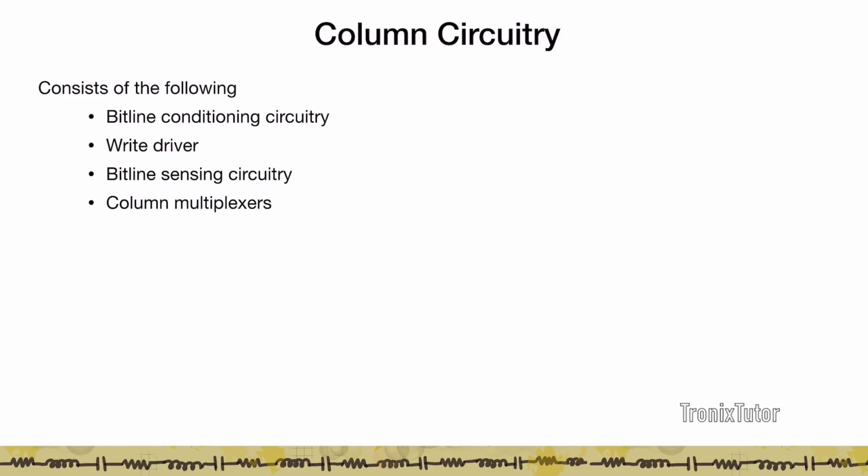So the column circuitry has 4 major components. The first one is the bit line conditioning. This is required to pre-charge the bit lines high. Then you have a write driver, you have a bit line sensing circuitry, and you have the column muxes.